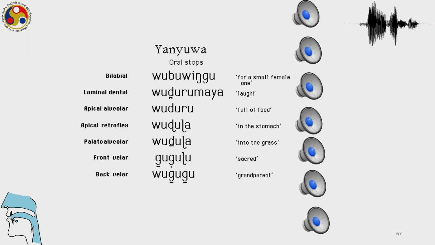alone. So these are the Yanyuwa stop contrasts, and all of them, till the palatoalveolar, the apical retroflex, apical alveolar, dental, bilabial are the coronal contrasts, and there are two back sounds. One is a front velar and one is a back velar.